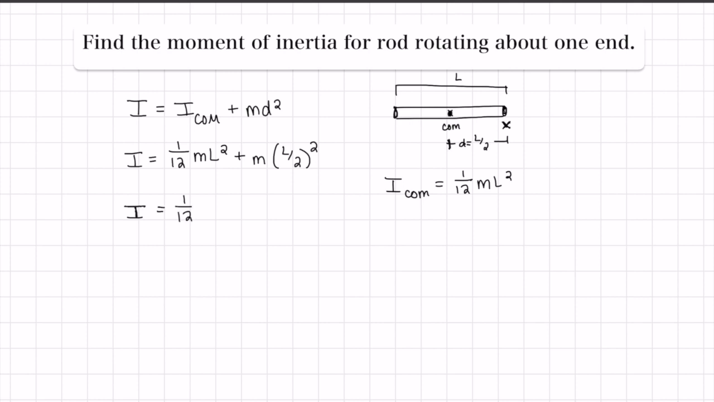So we'll get a 1/12 mL squared plus a 1/4 mL squared. So we can pull out an mL squared. We'll get 1/12 plus 1/4 times mL squared, which gives us 1/3 mL squared.